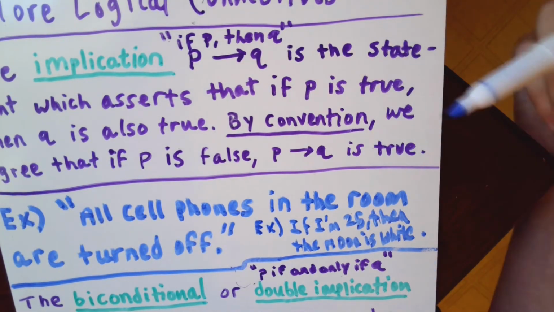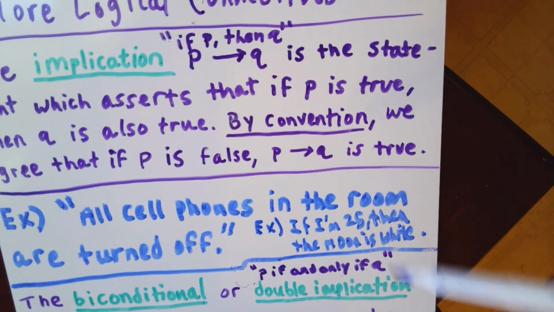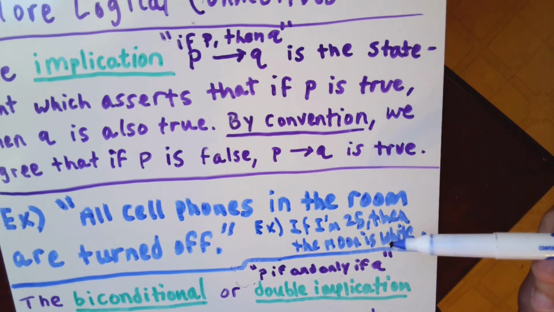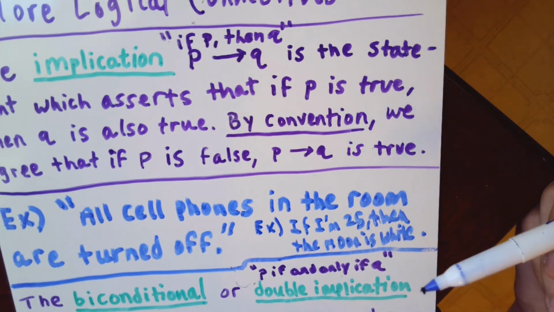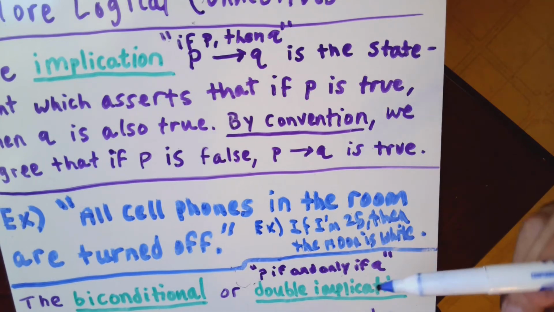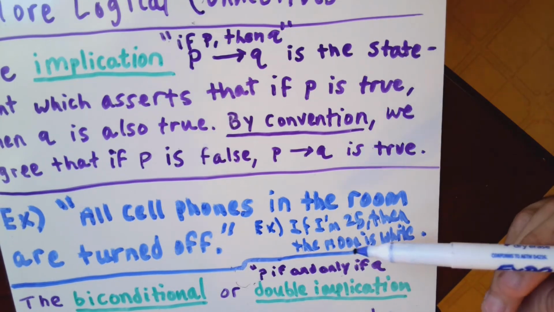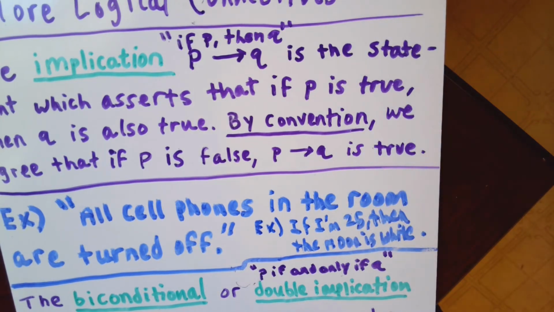That's actually a true implication. I'm 25, that's true. The moon is white, that's true. But it does not mean that there is any causal relationship between P and Q. So the use of the word implies in logic is actually much more broad than the use of the word implies in a colloquial sense in everyday language.